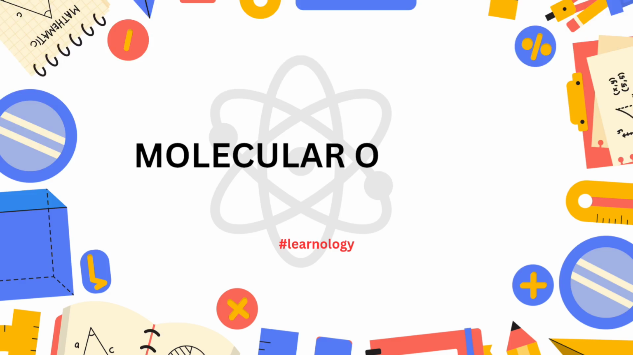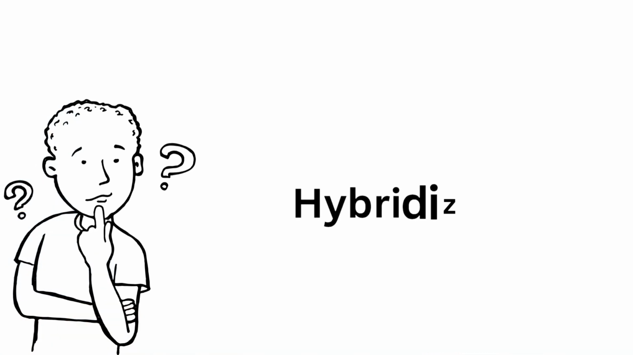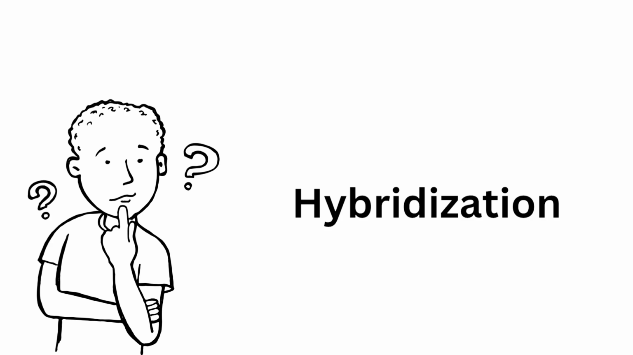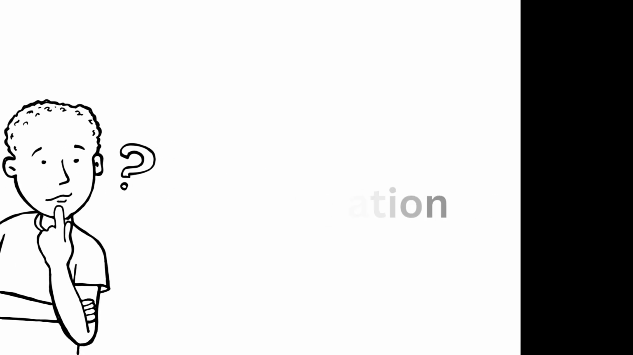Welcome back. In our last class, we learned about hybridization, how atomic orbitals mix to form new hybrid orbitals. But knowing just hybridization isn't enough to fully understand why molecules behave the way they do. Today, we'll dive deeper into molecular orbital theory, or MOT for short.